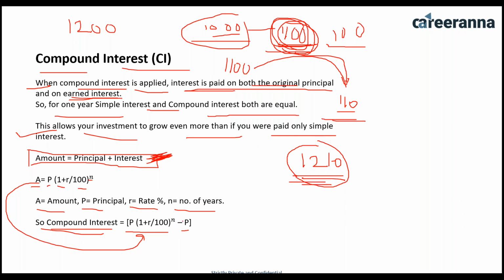Very easy to understand. You just have to learn these formulas, which are like this. PRT by 100 is for simple interest, and P multiplied by (1 plus R by 100) to the power T or n, where n is the number of years.